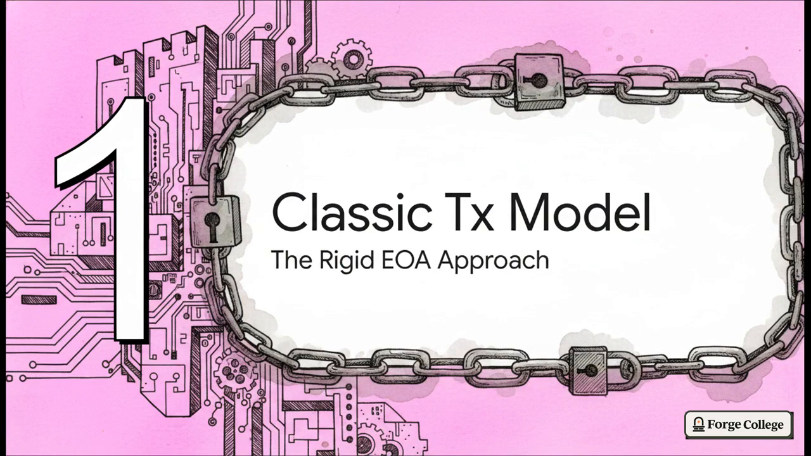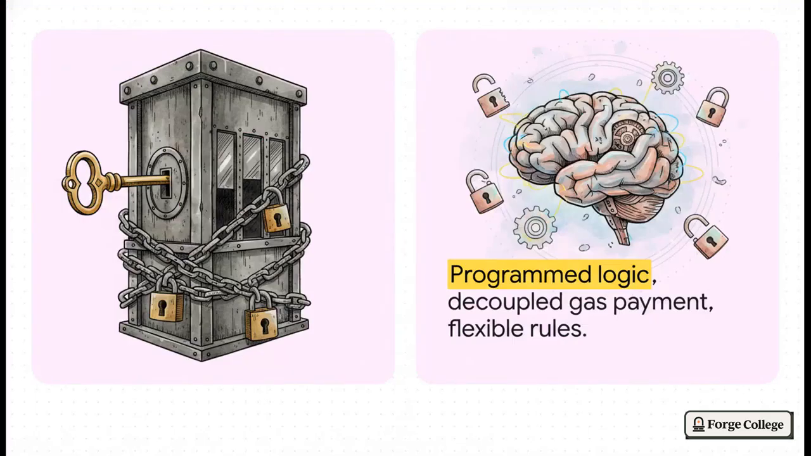Section 1. The classic transaction model, the rigid EOA approach. So coming off your previous lesson on architecture, patterns, and integration, you're already familiar with standard externally owned accounts, right? Well, using this classic EOA model is kind of like needing exact change for a toll booth in the absolute middle of nowhere. It's rigid, it's unforgiving, and if you don't have exactly what you need in native tokens, you're stuck on the side of the road. In this model, the private key basically is the account.